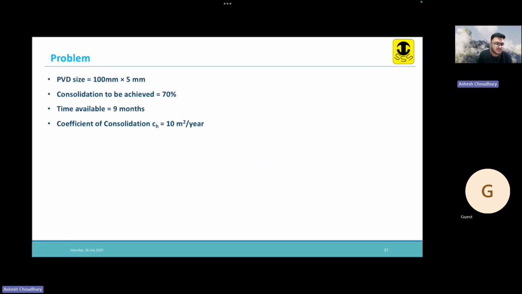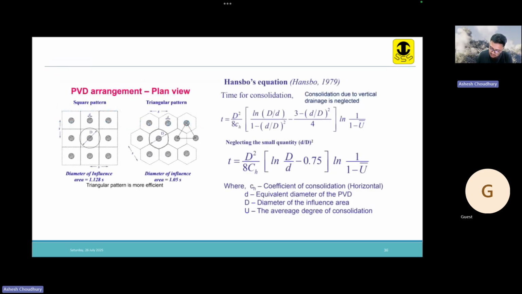The PVD size is given as 100 mm by 5 mm, meaning 100 mm width by 5 mm thickness. Consolidation to be achieved is 70%. The coefficient of consolidation is given as 10 meters square per year. Time available is 9 months to achieve 70% consolidation. Remember, this equation is for consolidation only due to the horizontal drainage by the PVDs. We are not considering vertical drainage.